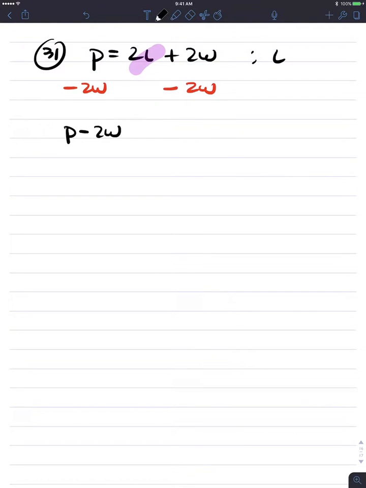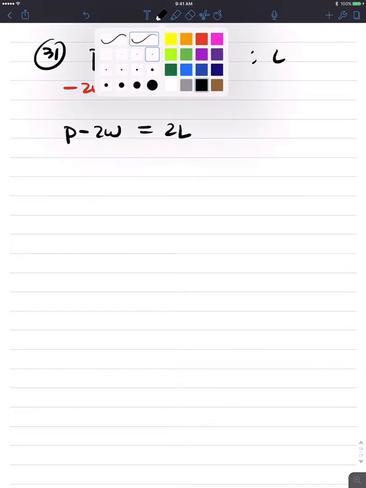Number 31. P is 2L plus 2W. They want us to solve for L. We want to get this letter by itself. If we look at what's happening to L, we have a 2W being added to it. We undo addition by subtraction. So we'll get P minus 2W becomes 2L.